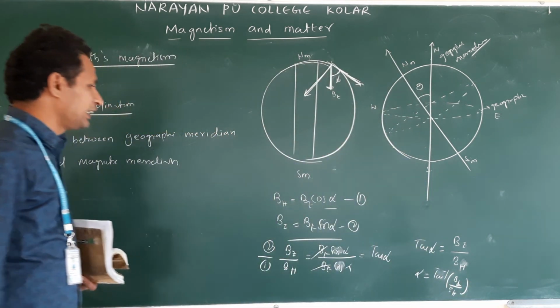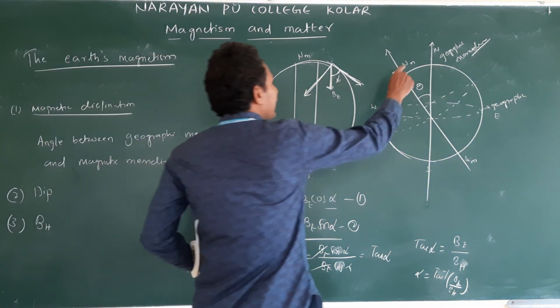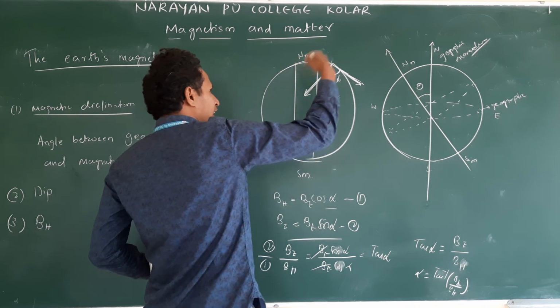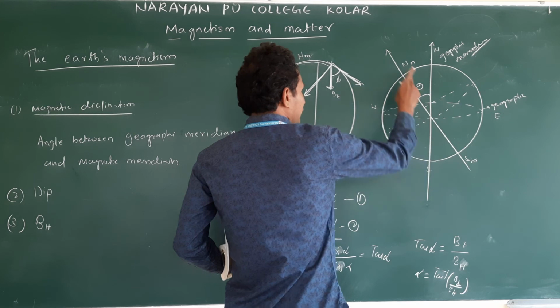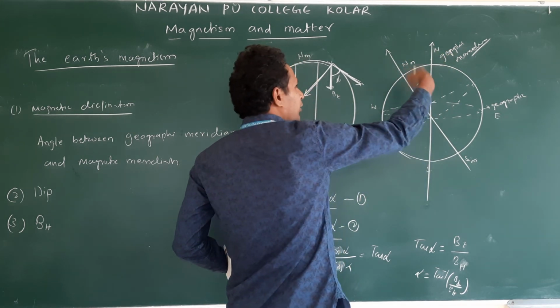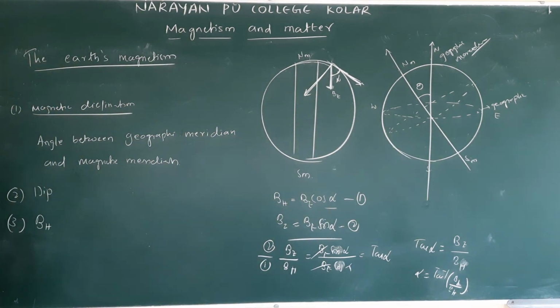If you want to calculate BE, then squaring and adding, that you know very well. So here I have written NM, I have written here exactly to understand. Actually, this is the actual position. Actually, these two are changing. These two are not permanent. The geographic meridian is permanent, but the magnetic meridian is not permanent. It is changing year to year. Why it is changing, that we will come to in higher classes.